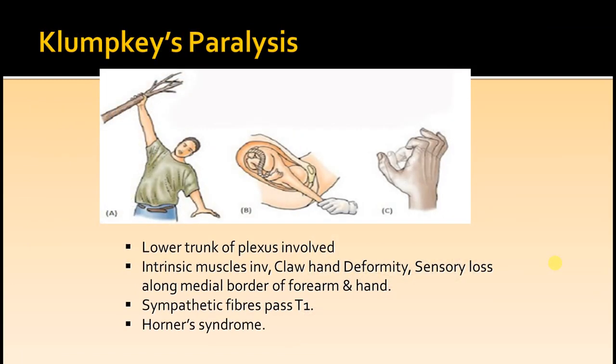The next type is Klumpke's paralysis. In Klumpke's paralysis, it is injury to the lower trunk of brachial plexus.